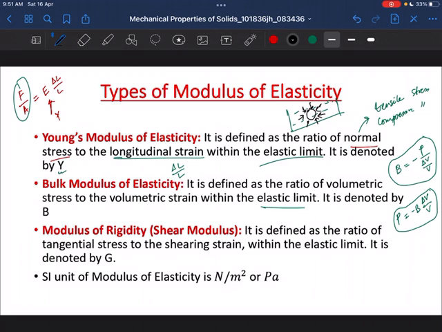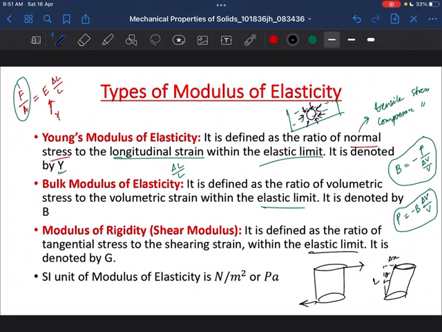Now after that we have modulus of rigidity. Modulus of rigidity comes in when you have shearing stress, the tangential stress that we apply. Tangential stress means 90 degrees to the direction of the strain. Here the container shifts by an angle. This is your del x, the strain generated, and this length is L. So you have a theta here, and tan theta is given by del x by L, which we discussed previously. It is defined as the ratio of the tangential stress to the shearing strain within the elastic limit.